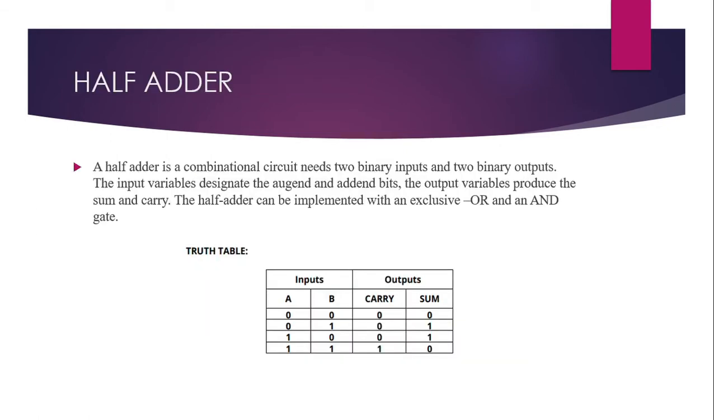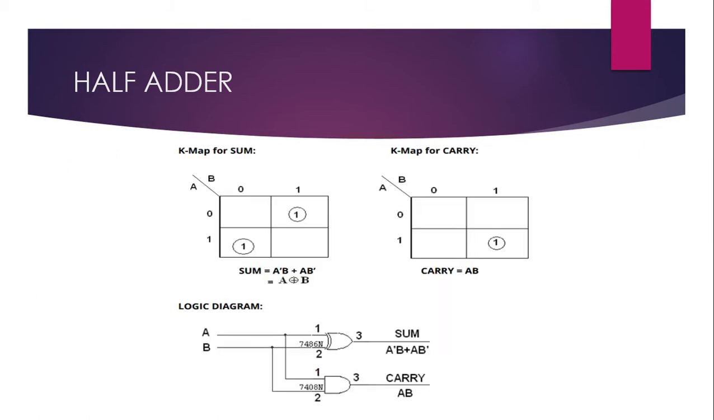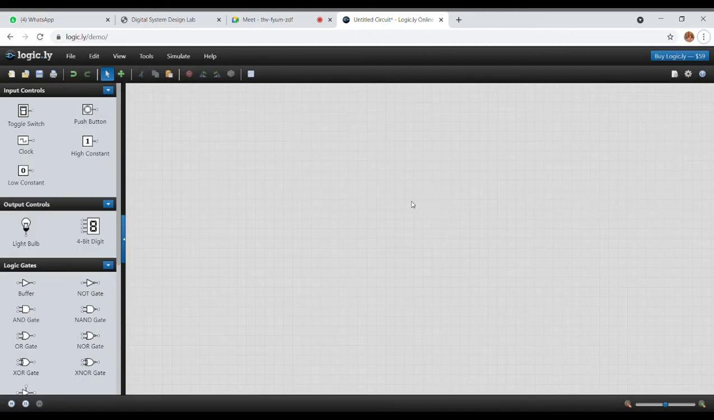Half adder is a combinational circuit that needs 2 binary inputs and 2 binary outputs. The half adder can be implemented with an exclusive OR and an AND gate. This is the truth table. And this is the K-map and logic diagram for half adder. Now we'll see half adder.